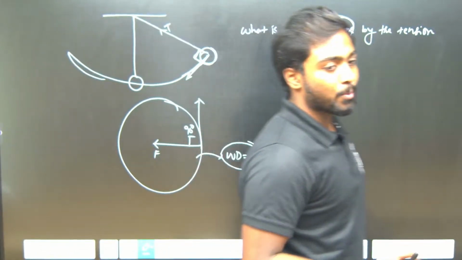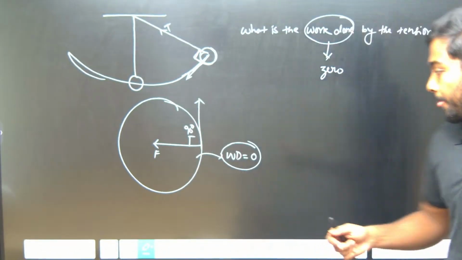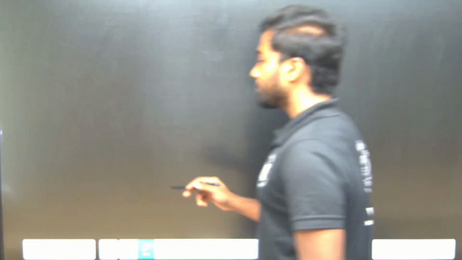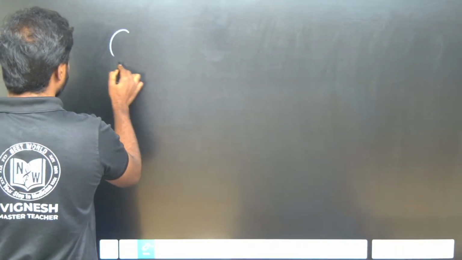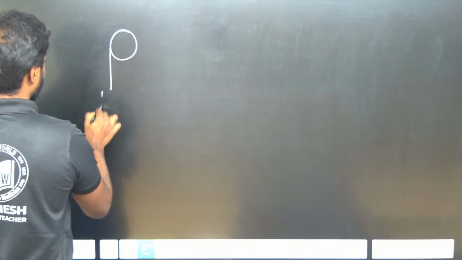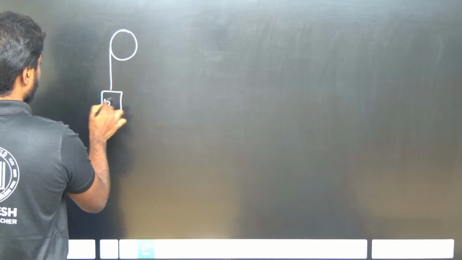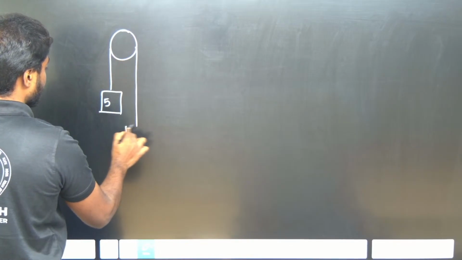Now I'll give a situation. Suppose there is a rope. In this rope there is a 5 kg block and there is a 10 kg block.